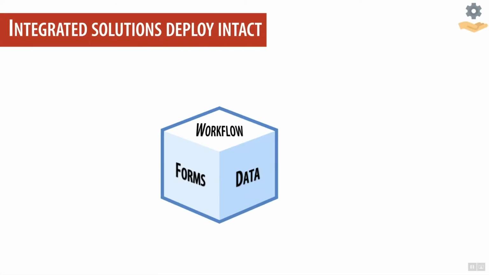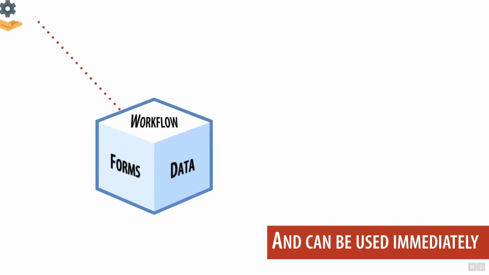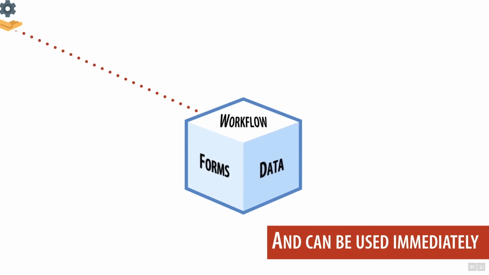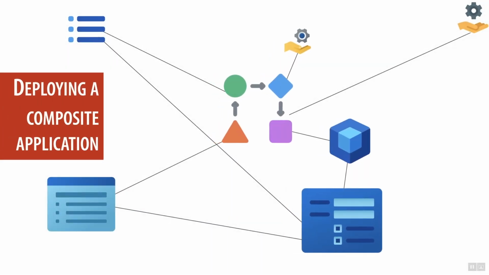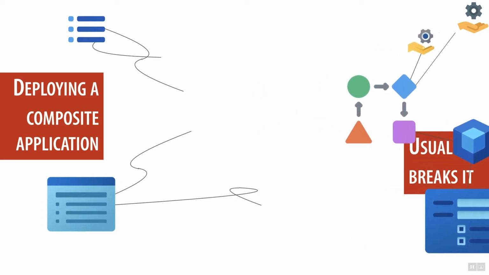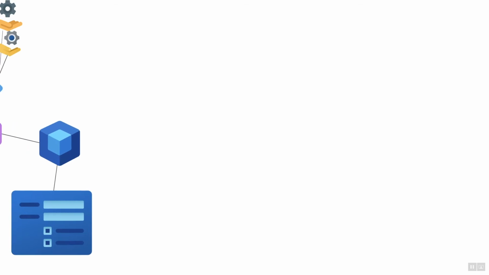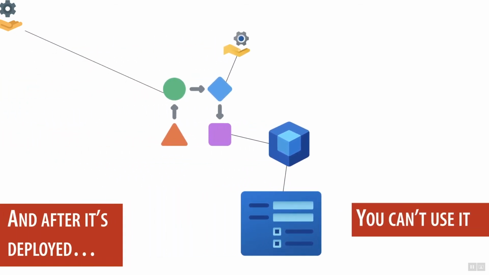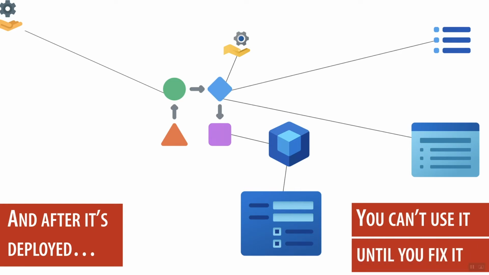When you deploy an integrated solution, it remains intact as it moves from development to test and ultimately to production. It can be used the moment it's deployed without any modifications or adjustments. By contrast, when you're deploying a composite application, you usually have to break its ties to existing data. After it's deployed, you can't use it right away. You've got to find the new data that it has to connect to and fix all the connections to it. And yes, that's kind of fragile.